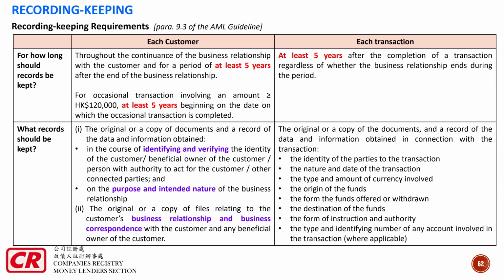The documents that should be kept include the original or a copy of such documents. Also, an e-copy is acceptable. A record of data and information obtained in connection with the transaction, which shows the identity of the parties to the transaction, the nature and date of the transaction, the type and amount of currency involved, the origin of the funds, the form of funds offered or withdrawn, the destination of the funds, the form of instructions and authority, and the type and identifying number of any account in the transactions.